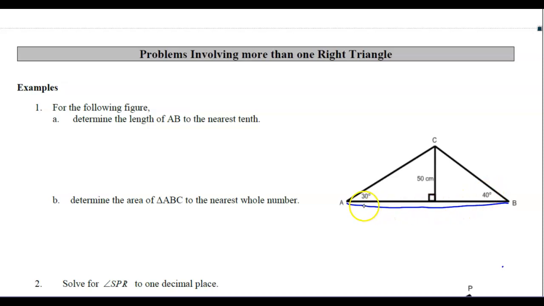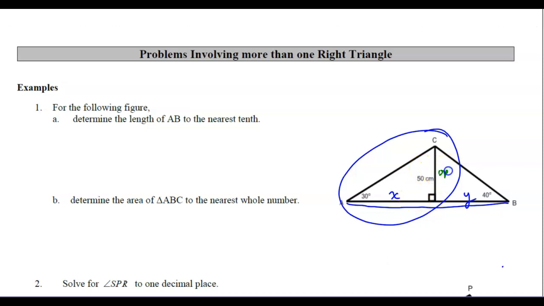So if we want to find that entire distance, I'm going to call this X and this Y. I'm just going to label it. It's the horizontal part, the bottom part, the base of each of those 90-degree triangles. Take a look at this left triangle here. I have an angle and a 90-degree. I have the opposite side, which is 50, and I want the adjacent side.